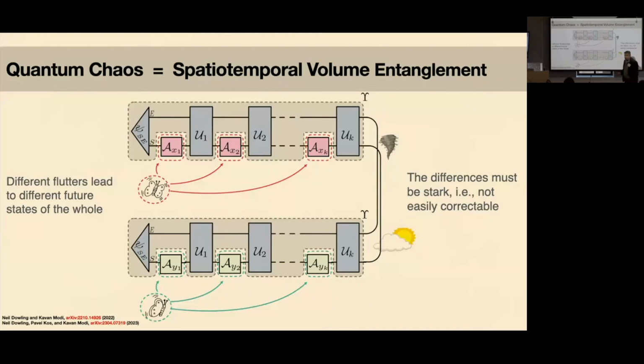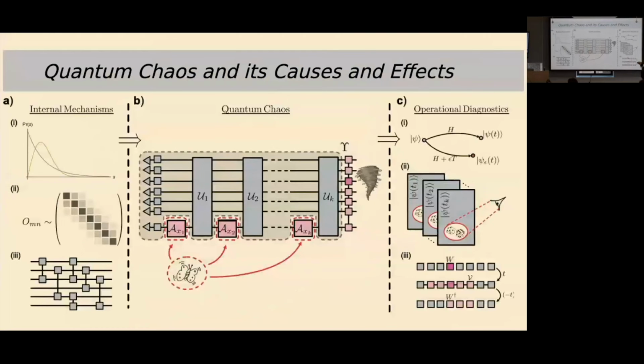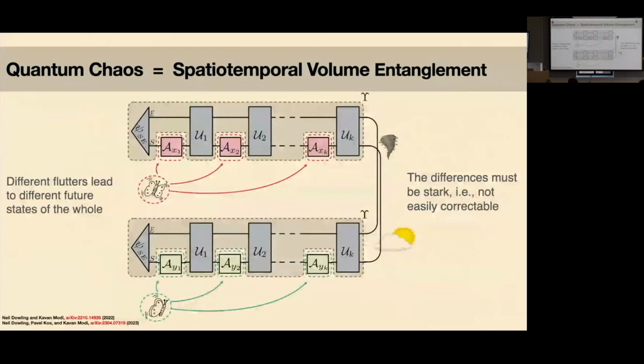And the rest of it is quantum mechanics, and I'll skip the details. It requires a little bit of tensor network, nothing terribly sophisticated. And what we find is listed here. We find that quantum chaos equals spatial temporal volume entanglement. So which is the spatial part? This is space. This is the time part. So we get volume entanglement between all of these open legs, if I were to leave these legs open and not commit to a particular butterfly.